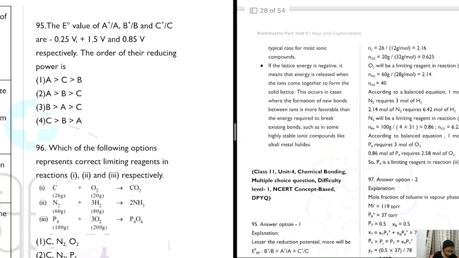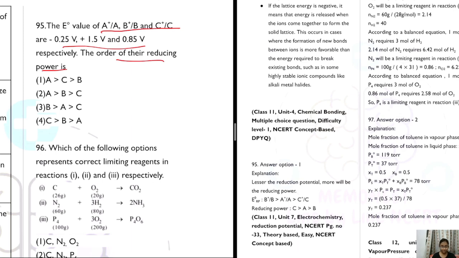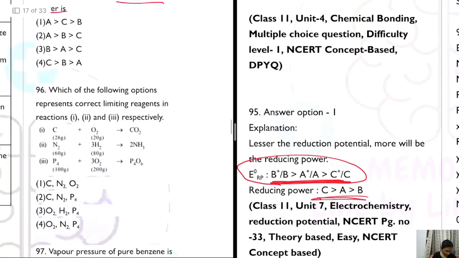The E naught values of these reductions are given to us. What is the order of the reducing power? See, the more the reduction potential, the more the tendency to undergo reduction. That is the excess oxidizing agent. See now, this is the order of reduction potential. B is the maximum, then C, then A. So if this is the order of reduction potential, that is oxidizing power, what will be the order of reducing power? The opposite of this. So that is the correct answer.